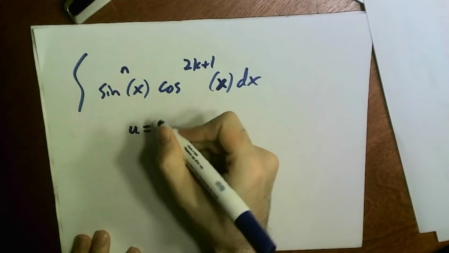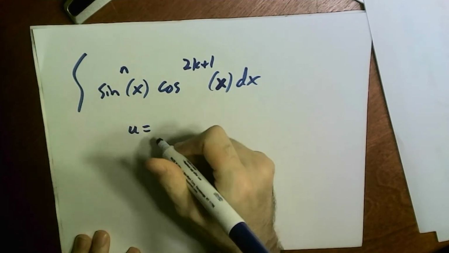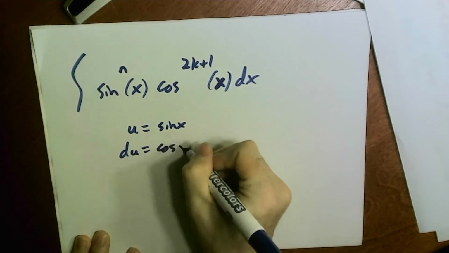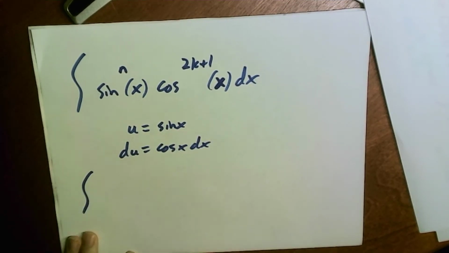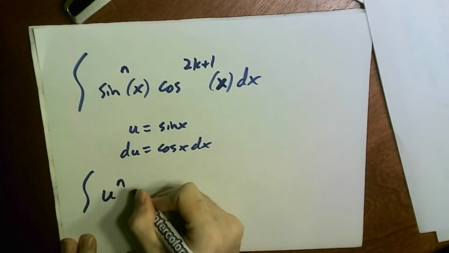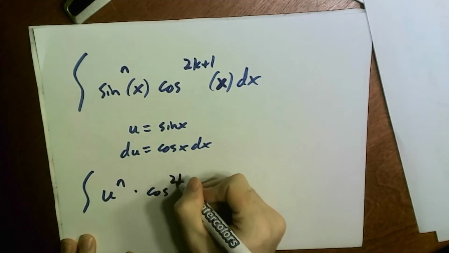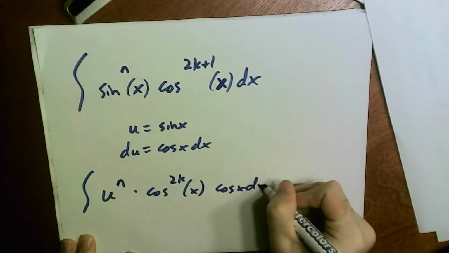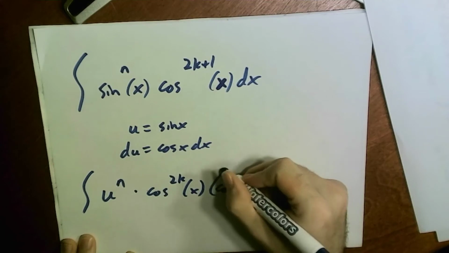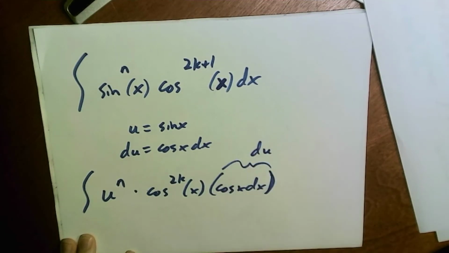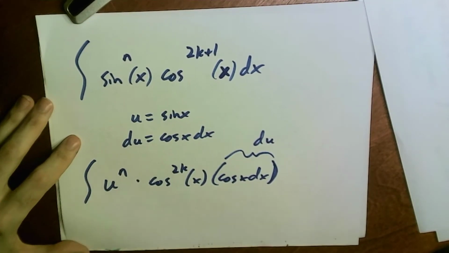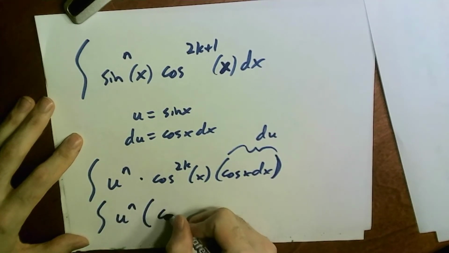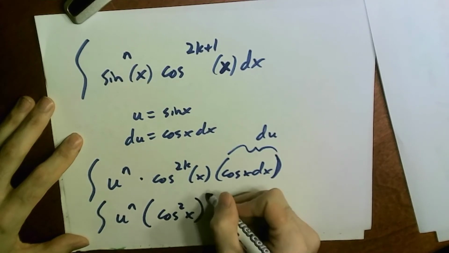Well, if u equals sine of x, then du would be cosine of x dx. So my integral would become u to the n, and I've got a cosine to the 2k, but then my other cosine is going to become my du. So now what's going on with this cosine to the 2k? I can write this as cosine squared x to the k.